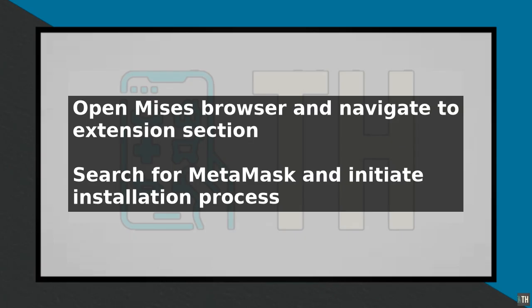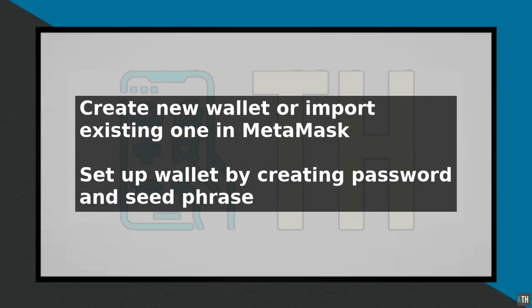After installing the MetaMask extension, click on the MetaMask icon in the top right corner of the browser to open the wallet. You will be presented with the option to create a new wallet or import an existing one. To create a new wallet, click on Create a Wallet and follow the prompts to set up your wallet.